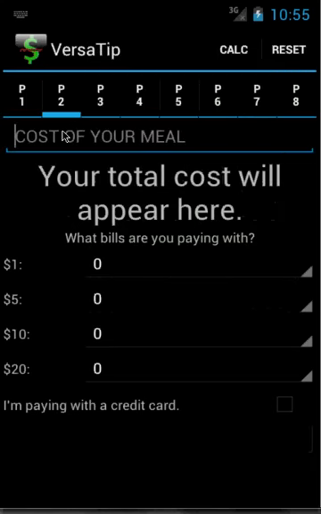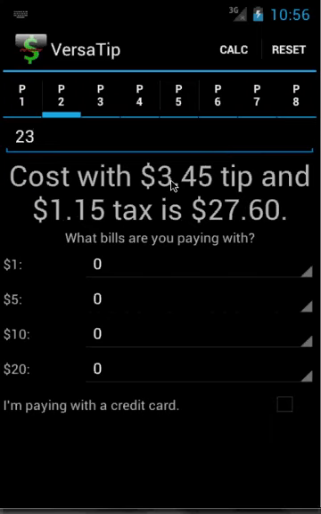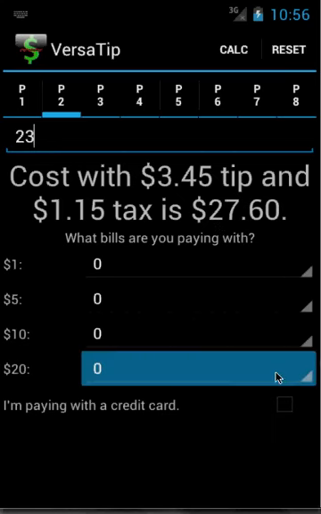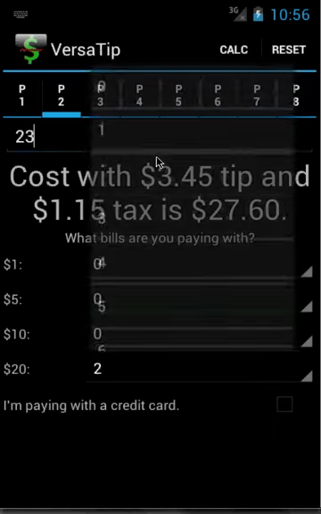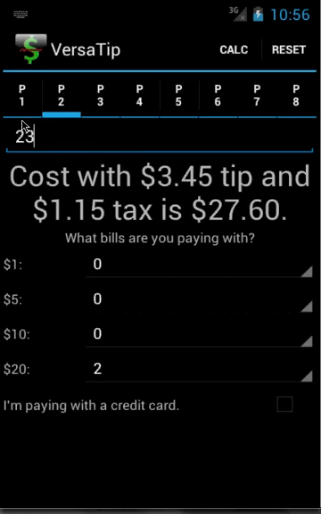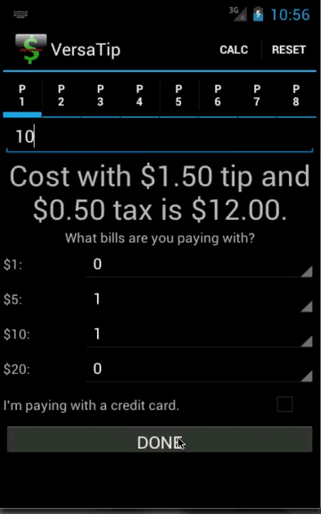My friend, on the other hand, his meal cost much more than mine. You can always use the calculator in the top right to calculate exactly how much your meal costs. Let's say his cost $23. With the tip and tax, his total is $27.60. Let's give him two 20s. Once we're done, we head back to person 1's screen and hit the Done button.